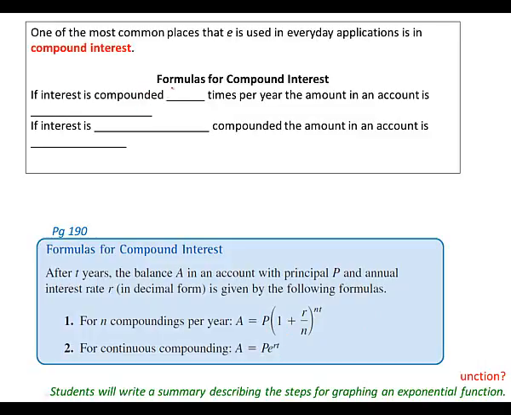If the interest is compounded n times per year, then the amount in the account is A equals P, and I'll talk about what the letters mean in a minute, times 1 plus r over n to the nt power. Again, if you can't read that, it's the formula right here at the bottom. But there's another formula, another way we can compound things. If the interest is compounded continuously, the amount in the account is A equals Pe to the rt.